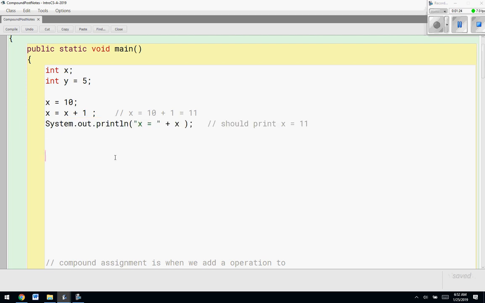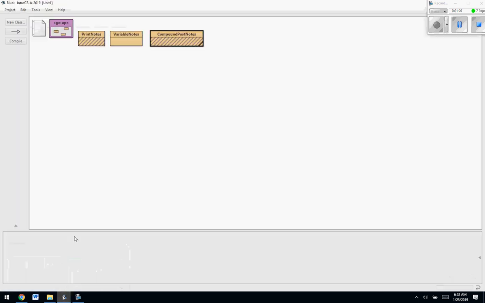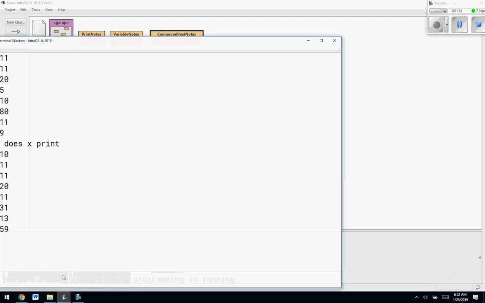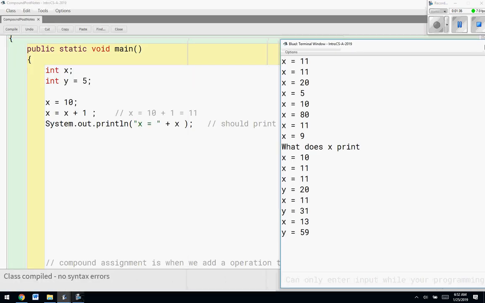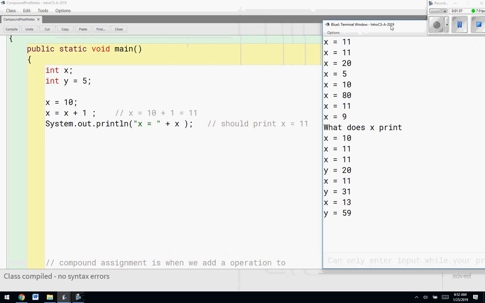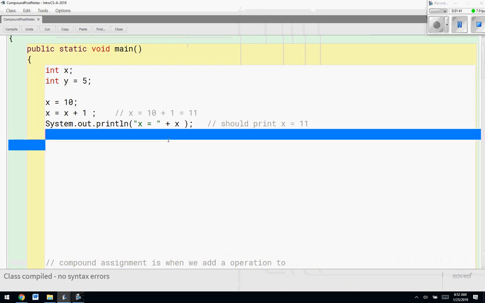So let's go ahead and compile this and run it. And you can see x equals 11. All right, nothing fancy going on there. So let's move on.